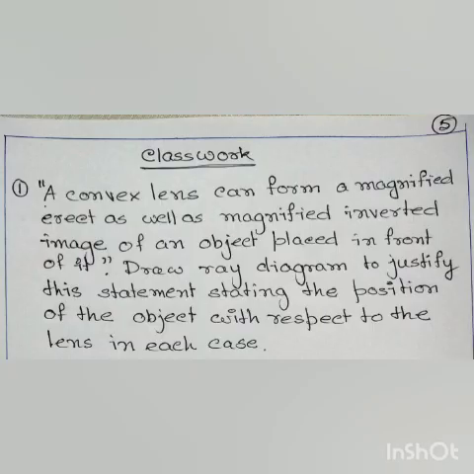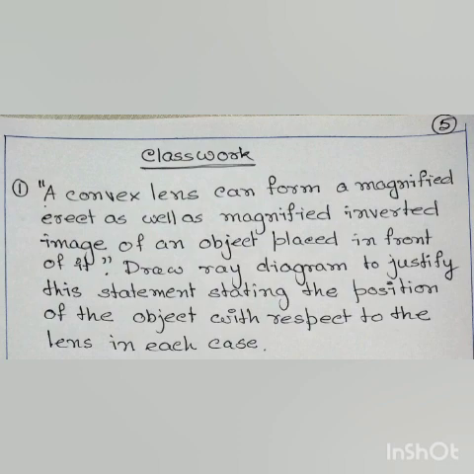And finally, I am giving you one classwork for today. A convex lens can form a magnified erect as well as magnified inverted image of an object placed in front of it. Now draw a ray diagram to justify this statement, stating the position of the object with respect to the lens in each case.